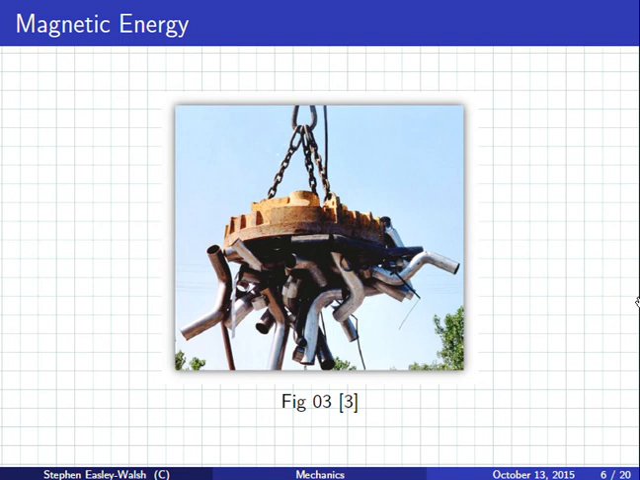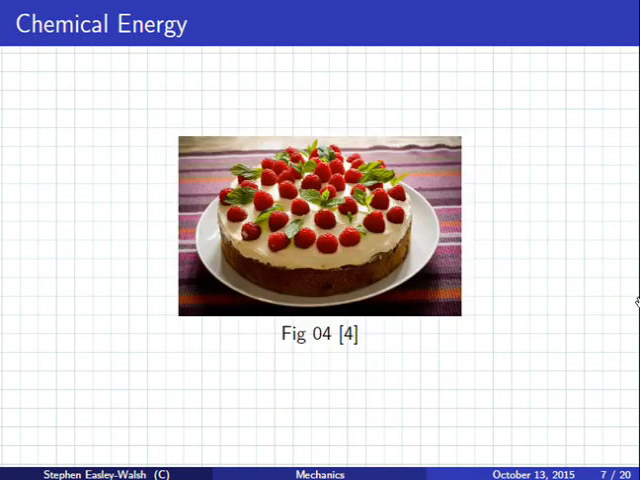Yeah? Okay, so that's magnetic energy. The next one is the most delicious: chemical energy. The one you're thinking about right now, since it's coming up to 1 o'clock. Chemical energy. So this is the energy you get when you break chemical bonds, which you learned about in chemistry. So you know when you break bonds, you release energy.